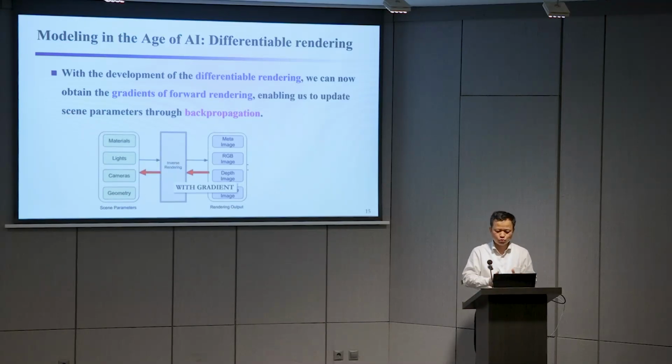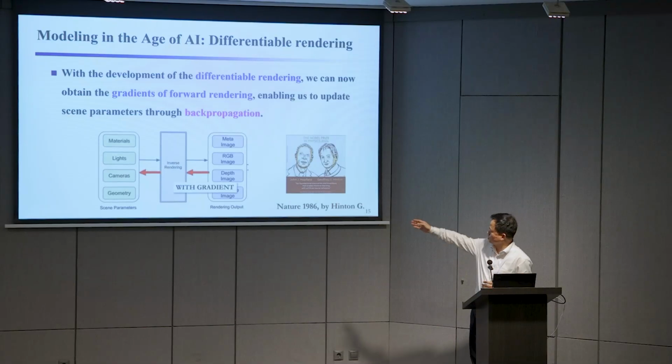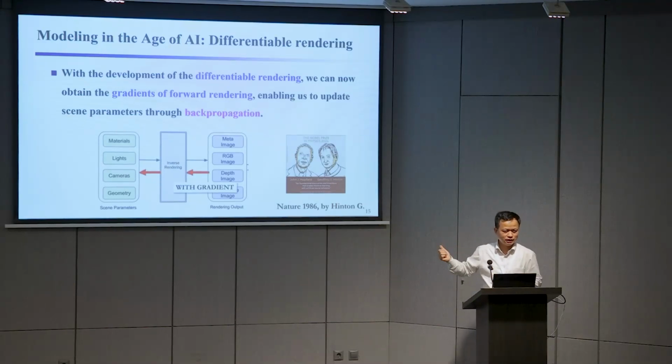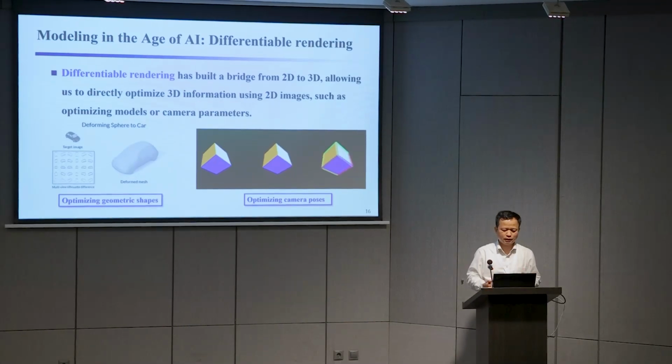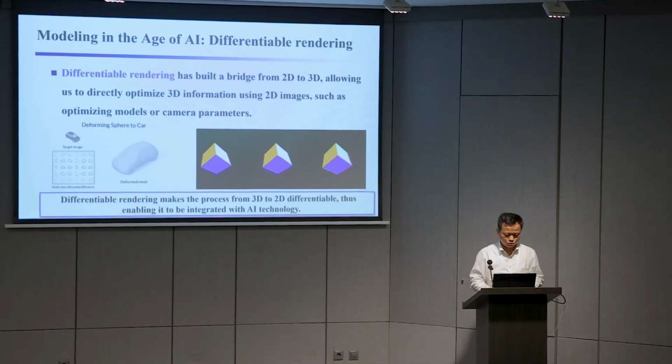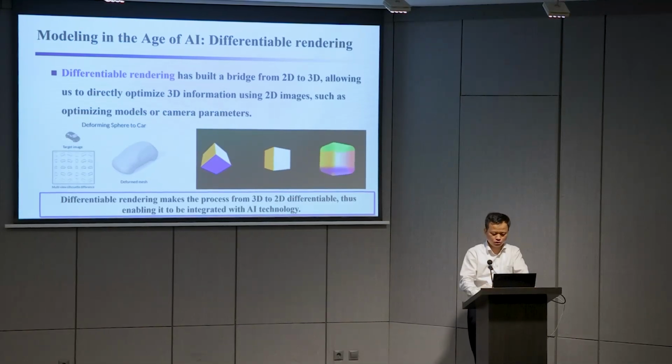So with the development of differentiable rendering, we can now obtain the gradient of forward rendering, and this enables us to update scene parameters through backpropagation. Backpropagation is a very important concept proposed by this gentleman, Hinton. He got a Nobel Prize last year. He also got a Turing Award several years ago because of his contribution in deep learning. He proposed this concept, backpropagation. So differentiable rendering has built a bridge from 2D to 3D, allowing us to directly optimize 3D information using 2D images, such as optimizing models or camera parameters. So differentiable rendering makes the process from 3D to 2D differentiable, thus enabling it to be integrated with AI technology.